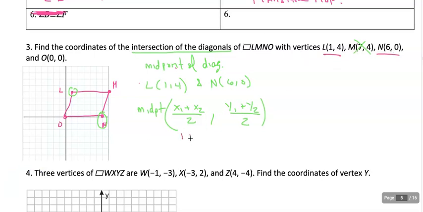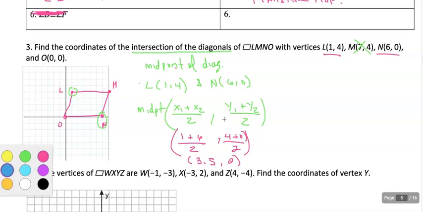So if I do this, I get 1 plus 6 divided by 2. There's my x's. And then 4 plus 0 divided by 2. And when I do this, I get 3.5. 1 plus 6 is 7. 7 divided by 2 is 3.5. 4 plus 0 is 4. 4 divided by 2 is 2. All right, so that confirms that.